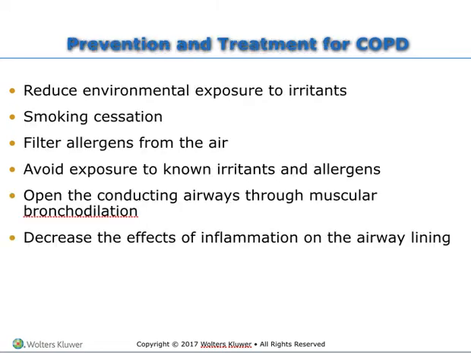We need to first talk prevention and treatment of COPD. So we want to reduce environmental exposure to irritants. We want to advise to stop smoking. We want to get all possible allergens out of the air. So sometimes these people need HEPA filters running in their home. We want to avoid exposure to known irritants and allergens. We want to help open up those airways and decrease inflammation.